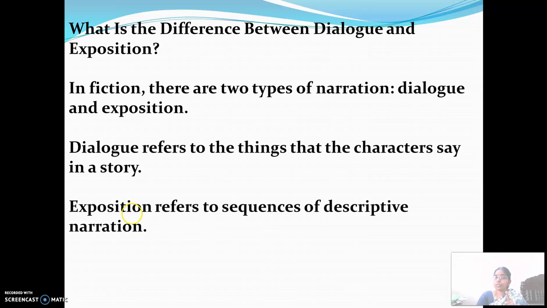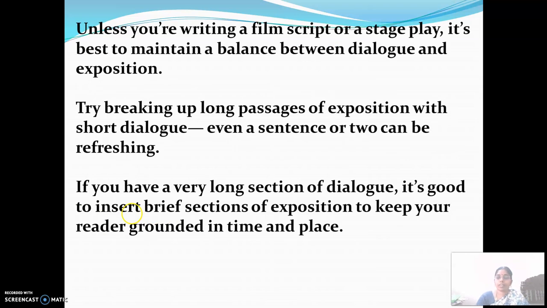Dialogue refers to the things that the characters say in a story. Exposition refers to sequence of descriptive narration. Right? So, dialogue represents a particular character. Exposition refers to sequence of descriptive narration. It will be like a paragraph, right? Dialogue will be small sentences, right?